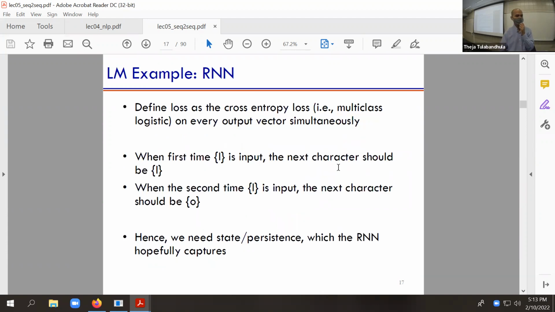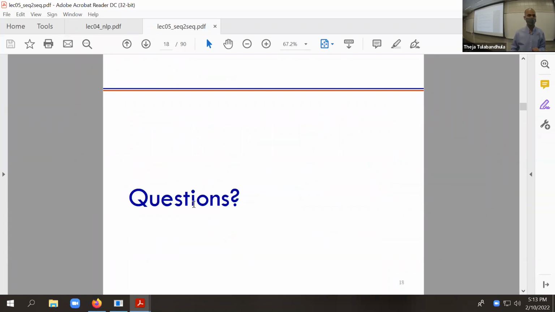And so you need persistence because of this example here. When the first time L is produced, L is input, the next character should be L, but the second time L is input, your next character should be O. And how do you know that? Because you have that information from the previous time the green cell was executed.